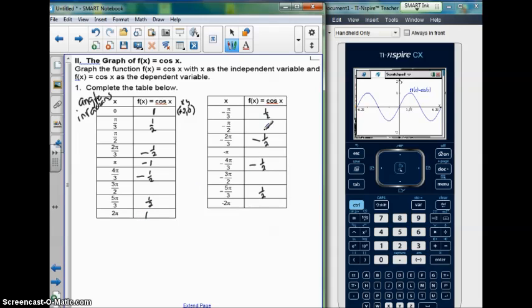Going in the opposite direction, at negative pi it's still going to be negative 1, and at negative 2 pi it will be 1. You might have already guessed, at pi over 2 it's going to be 0, and at 3 pi over 2 it's going to be 0, and at negative pi over 2 and negative 3 pi over 2. All right, so let's see what this looks like on the graph.